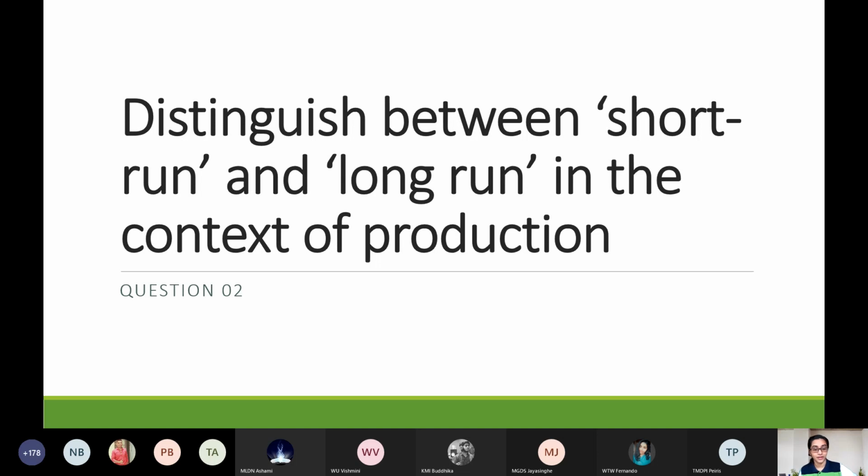Okay, in theory of production, we have different timelines. Yes, let's see.